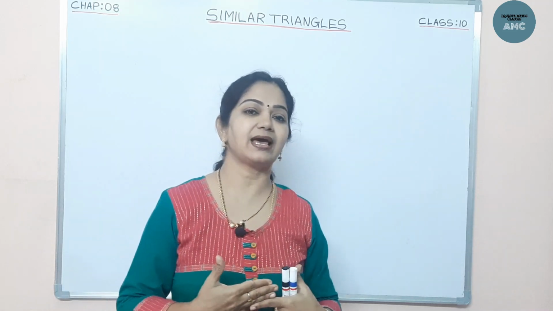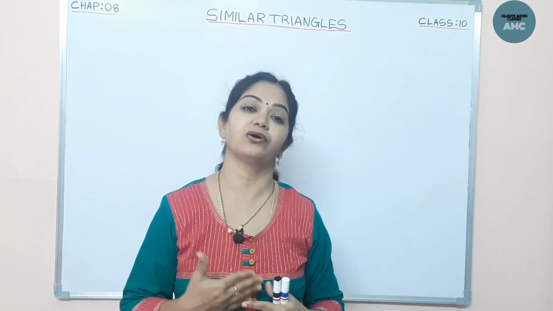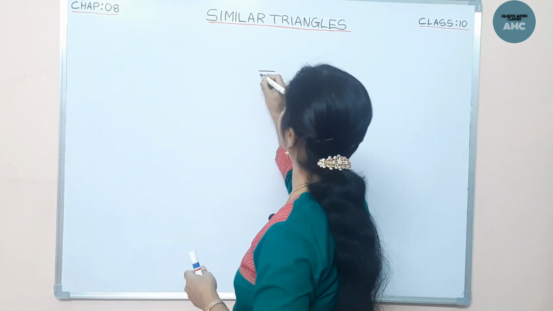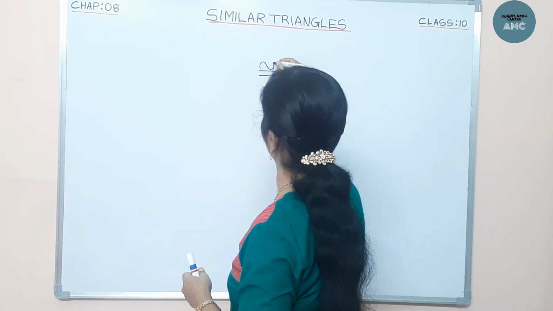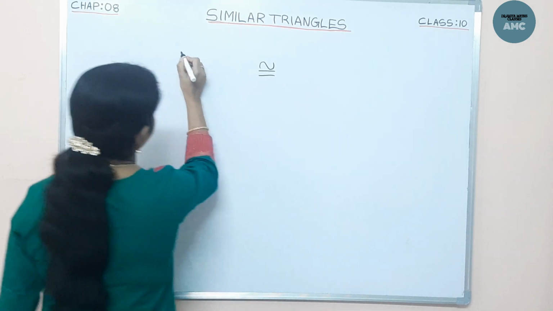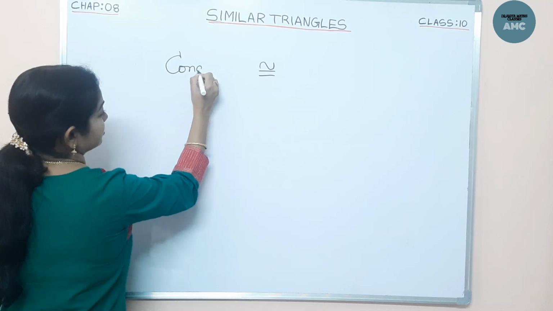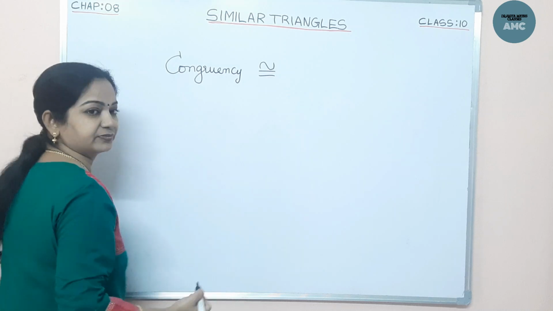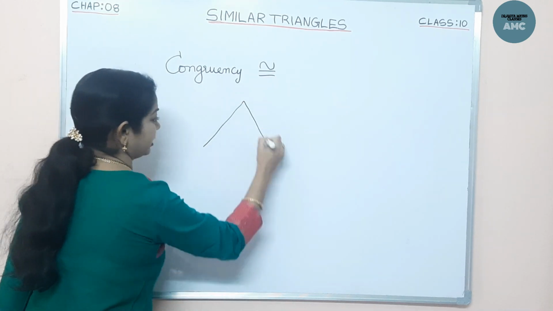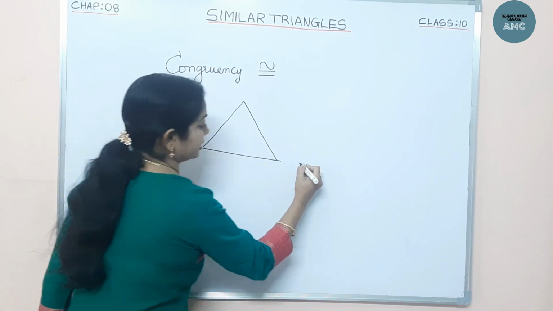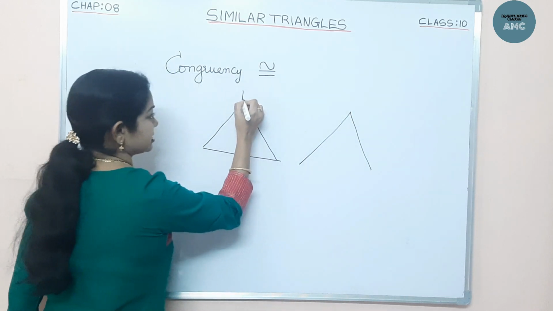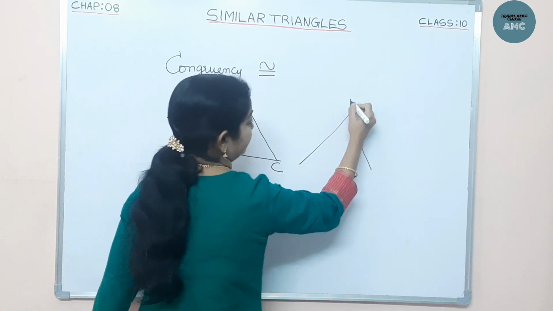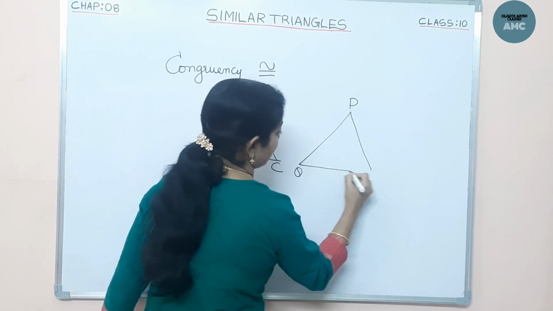In previous classes, you were learning about the congruency, right? What is the congruency here? Let me give you a recap of the congruency. So this is congruency, the symbol of congruency. Now, let me take two triangles here. This is one triangle. Let me name this as A, B and C. And here P, Q and R.